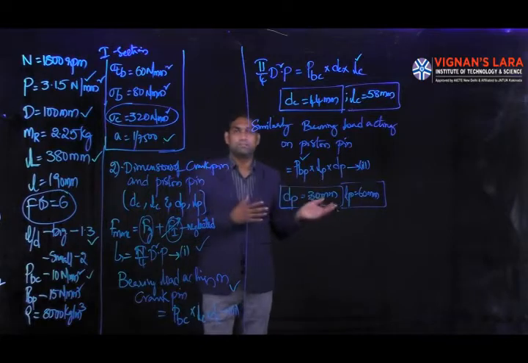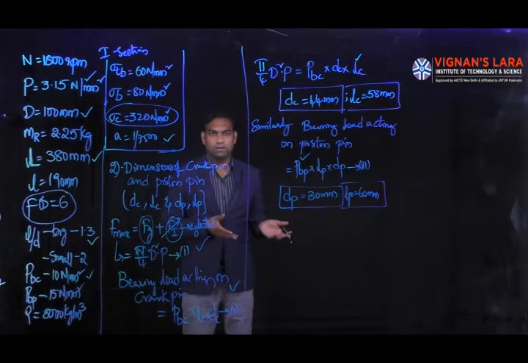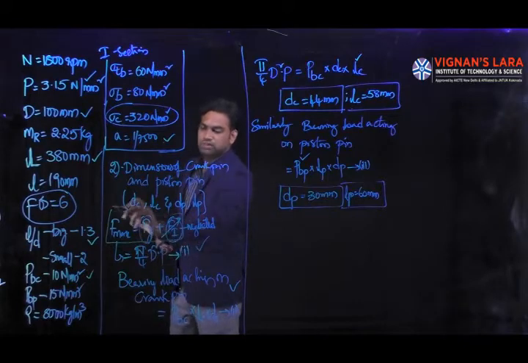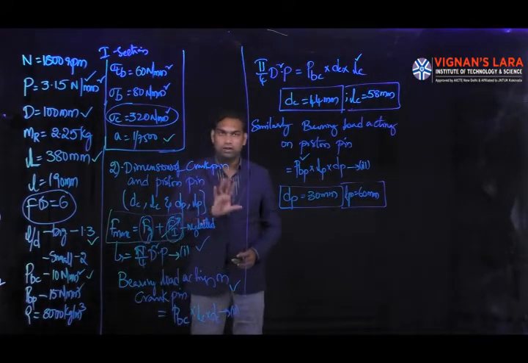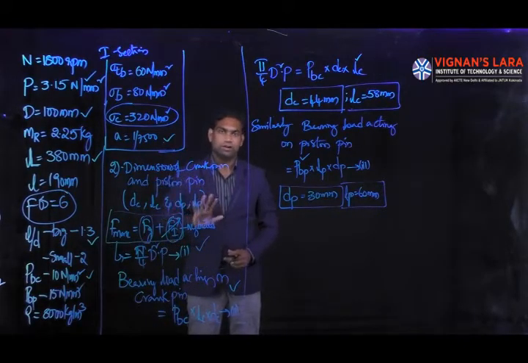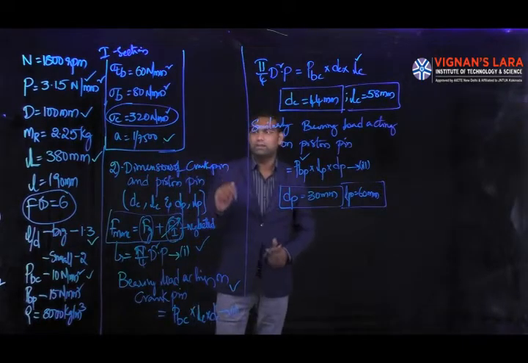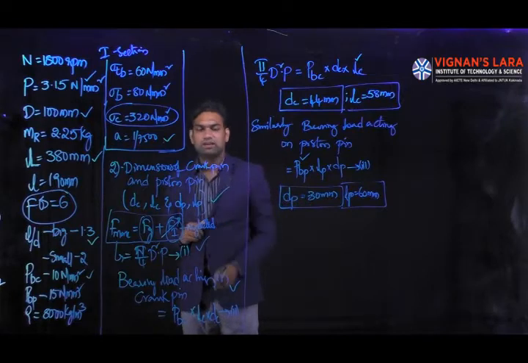By equating the maximum load acting on the connecting rod, generally the maximum load is the gas load plus inertia forces, but we are neglecting the inertia forces due to reciprocating parts. We are taking only the maximum gas load acting on the connecting rod as the maximum load, and we equate it to the bearing loads of the corresponding pins, either crank pin or piston pin. So you can calculate the dimensions DC, LC, and DP and LP.